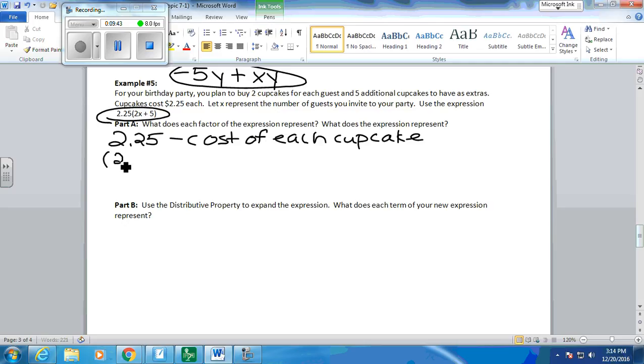Then the 2x plus 5, the x is the number of people that are at the party. So 2 times that would mean that every person gets 2 cupcakes, and the 5 additional. So the 2x plus 5 is the number of cupcakes purchased, or number of cupcakes needed. And then the whole expression represents how much money you would be spending on the cupcakes.